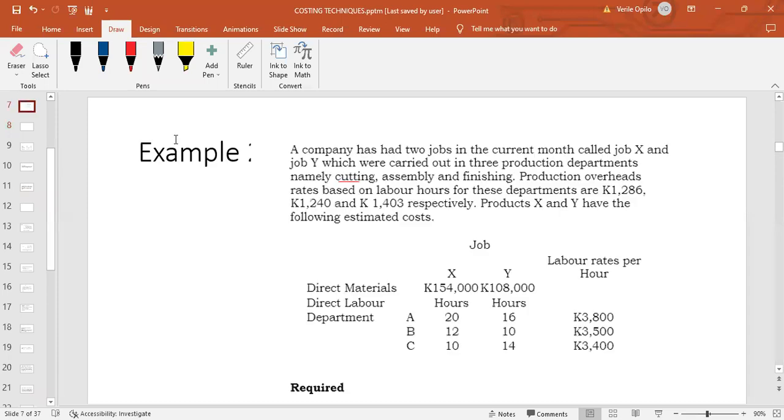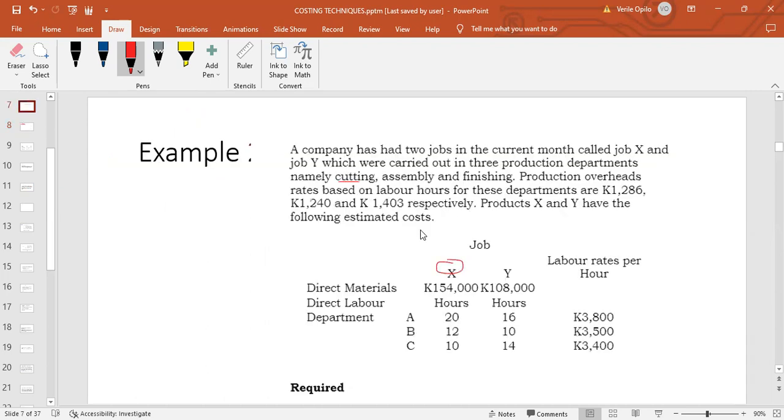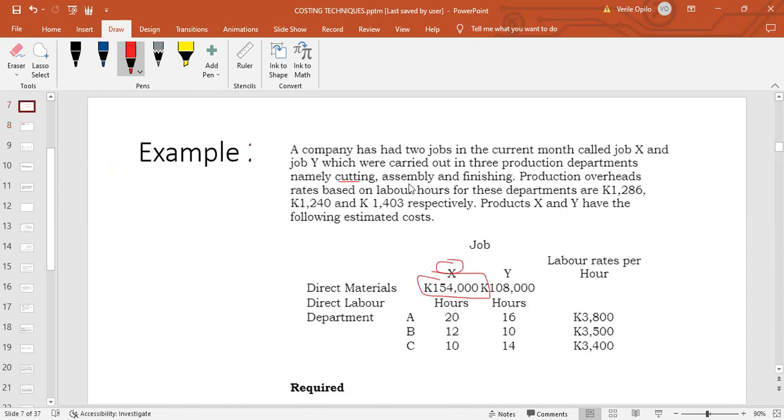Okay, so we can start with the first job. So that is job X. So we come here and say job X. For job X, we start with the direct materials. So how much is the direct materials that the company is paying? In this case, you're told that the direct materials were equal to 154,000. So we come here and say 154,000 for the materials.